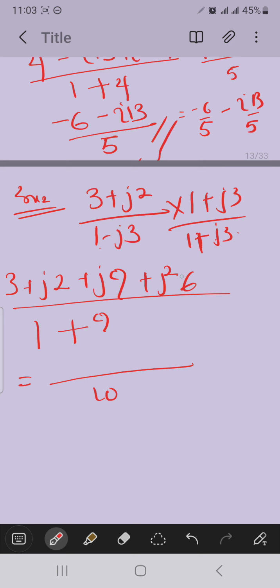So this one is going to be all over 1 plus 9, which is 10. Now j squared is what? Minus 1. This one will be minus 6 plus 3, we get minus 3. This one is going to be j2 and j9, 2 plus 9, what is it? 11. So this is going to be the answer.